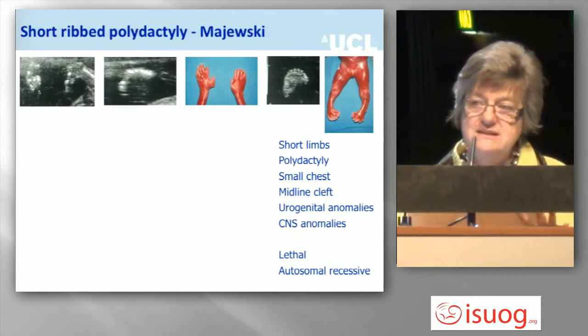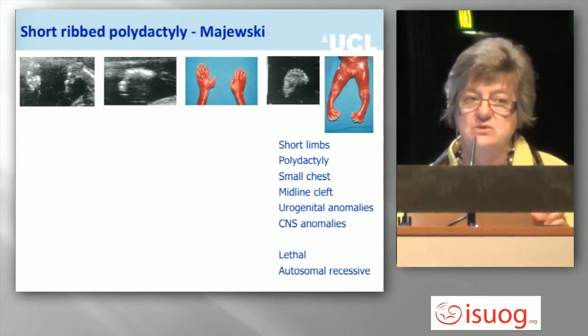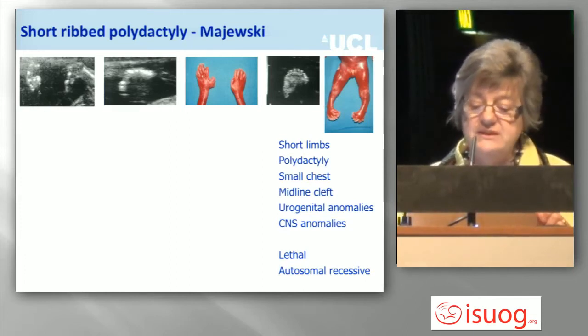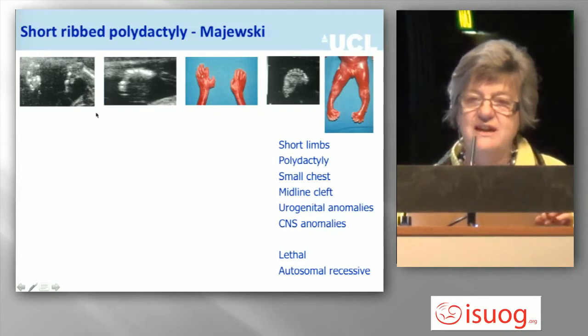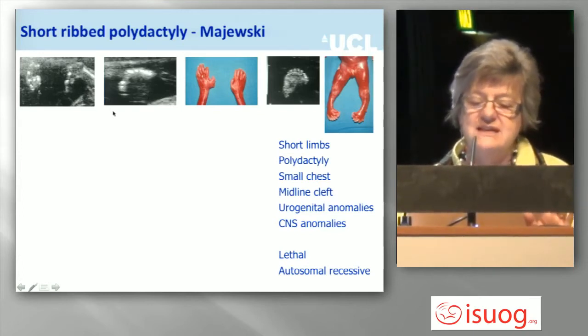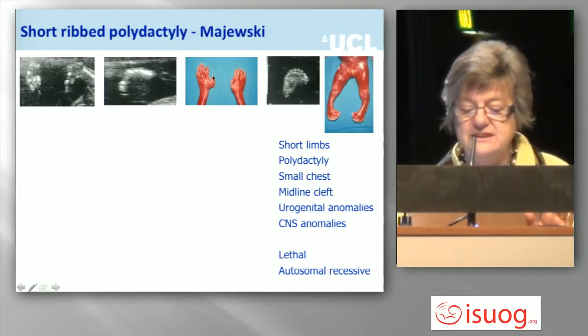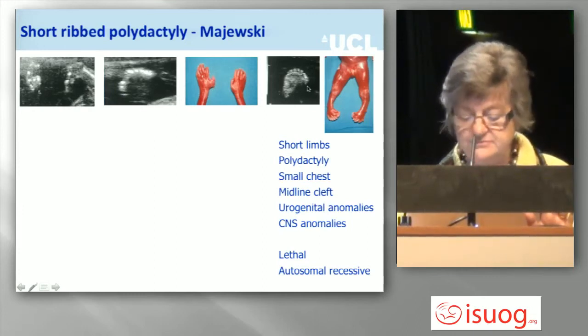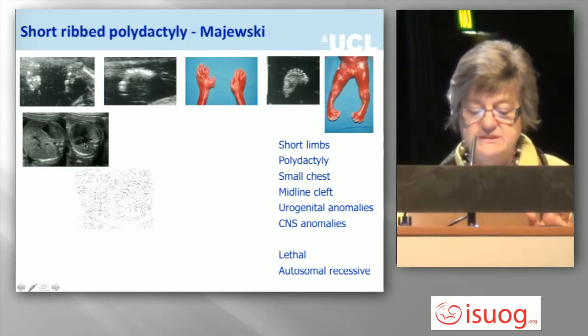The short rib polydactyly syndromes are a group of different syndromes, all of which are inherited in an autosomal recessive fashion. This is what it's like when you see these babies. They're always in difficult positions and you can't get good pictures. So this is the only one that I've got really good pictures of, and this is a case of Majewski syndrome, where it has preaxial polydactyly, and you can see the duplicated thumbs here and the great toes here. It has a small chest and short ribs.